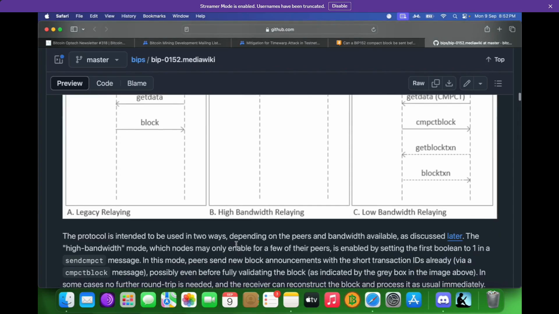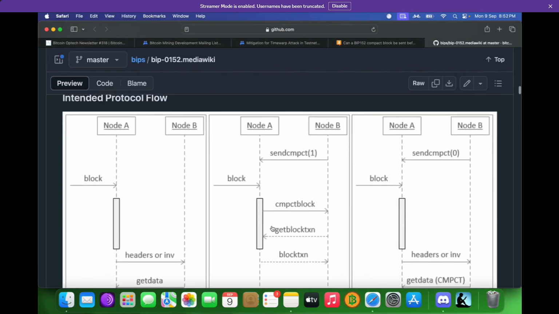With compact block, how does it happen? You can have two types of compact block peers, high bandwidth and low bandwidth. What happens in high bandwidth? Node B will send a sendcmpct message. Now, the sendcmpct message can have two values, Boolean, 1 or 0. If it has value 1, it means I want you to be my high bandwidth relay compact block peer. If one node sends a sendcmpct message to another node, it means, hey, I want you to be my compact block peer. If it has value 1, it means high bandwidth; if it has value 0, it means low bandwidth. What's the difference between the two?